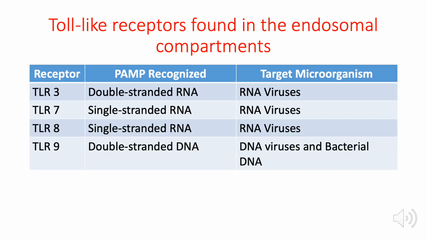But there are also bacteria that are intracellular. So the cell will also use the same toll-like receptor 9 to know whether there are intracellular bacteria inside it.